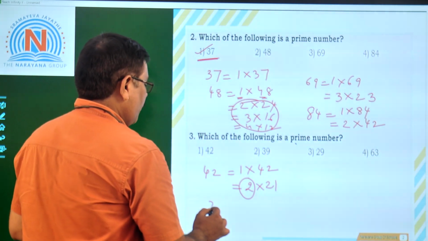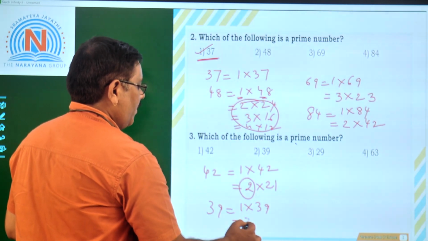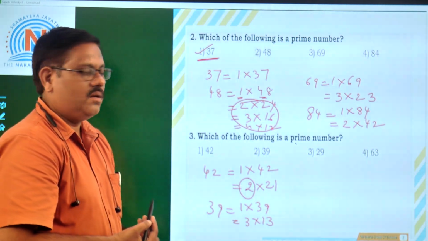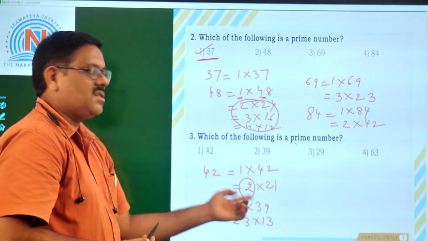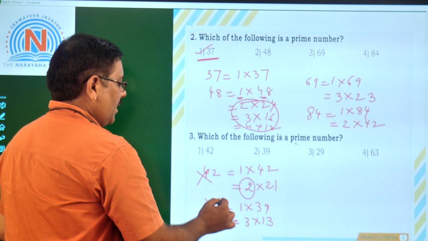Now 39, you take. 39 you can write as 1 into 39. Not only that, we can write 3 into 13. 3 13s also we can say as 39. So 3 and 13 both are other factors than 1 and itself. So it is also not a prime number. 42 is not a prime number. 39 is not a prime number.